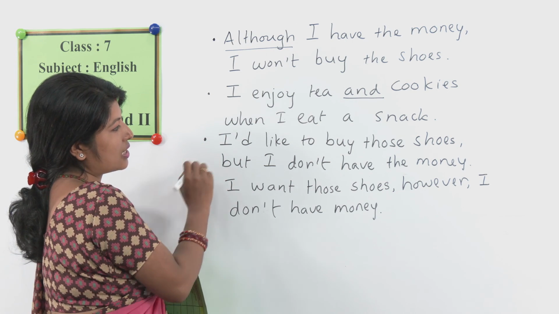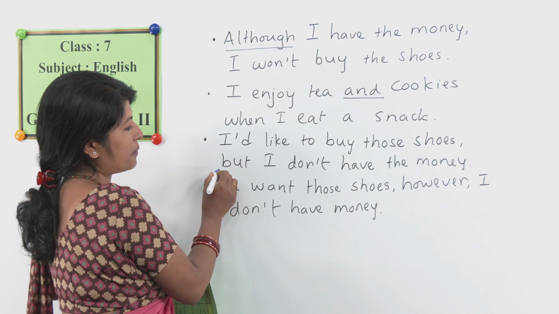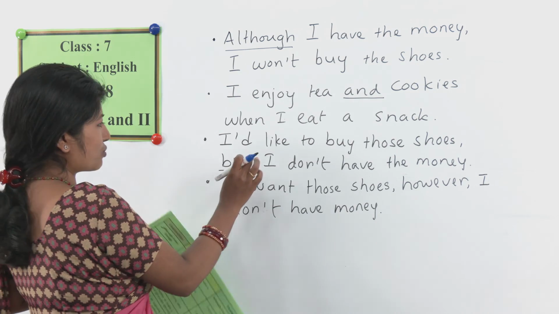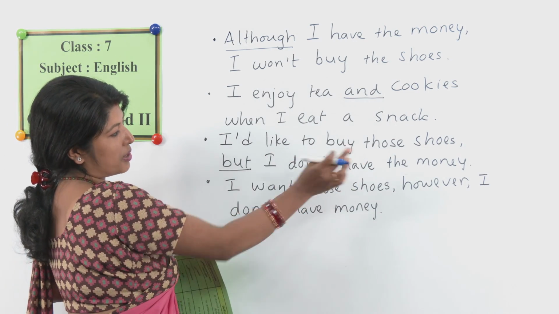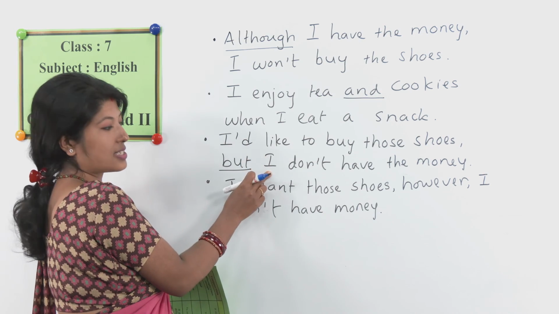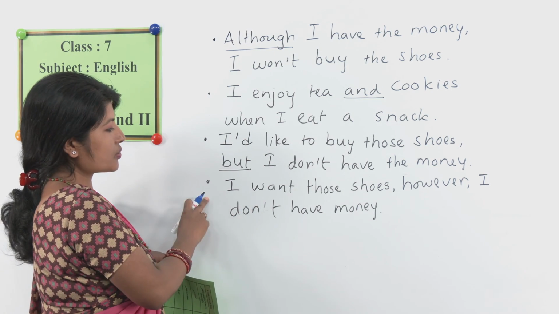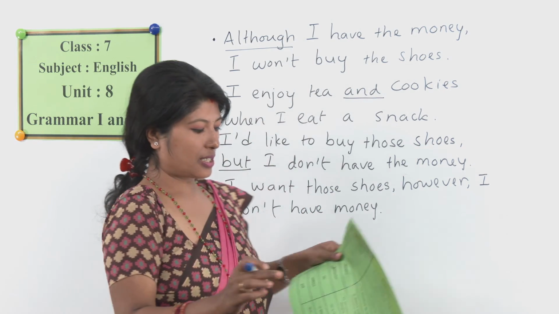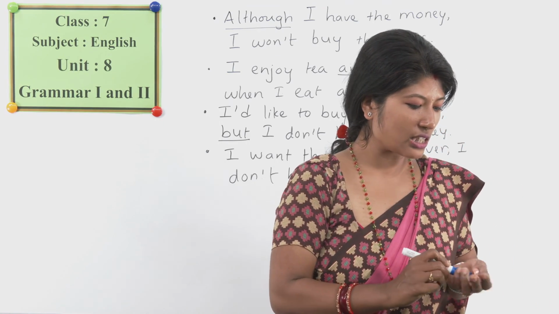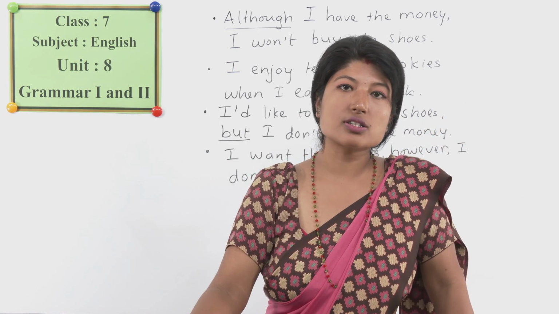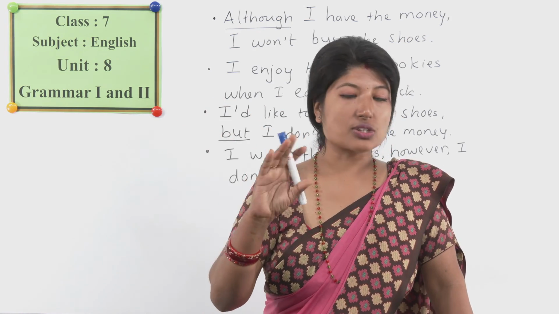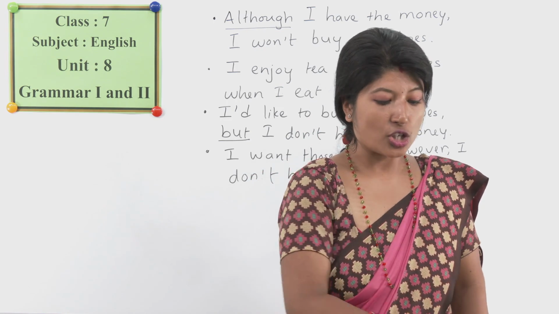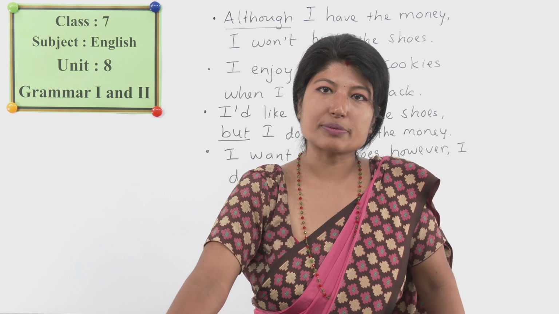Then the third one. I would like to buy those shoes, but I don't have the money. So here a contrasting idea is given. But gives the opposing, contrasting idea in the sentence. Next one, I want those shoes, however I don't have money. However also gives an opposing idea. However also joins two clauses, two sentences, with opposite ideas. So this is the way we can make use of these connectives.